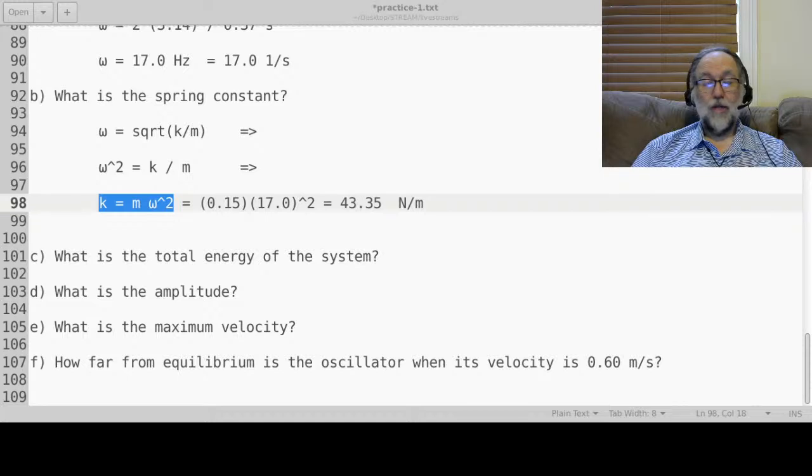Well, we have the mass. I told you that it was 150 grams. And be careful, we need it in kilograms. So 150 grams is 0.15 kilograms. Omega we just found, it's 17. We need to square that, and that turns out to be 43.35. The MKS units for spring constant, we saw them already in my previous problem, but they're newtons per meter. So there it is so far.